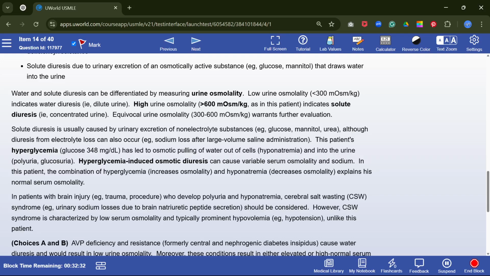In patients with brain injury, trauma, or procedure who develop polyuria and hyponatremia, cerebral salt wasting syndrome, urinary sodium losses due to brain natriuretic peptide secretion, should be considered. However, cerebral salt wasting syndrome is characterized by low serum osmolarity and prominent hypovolemia, unlike in this patient.